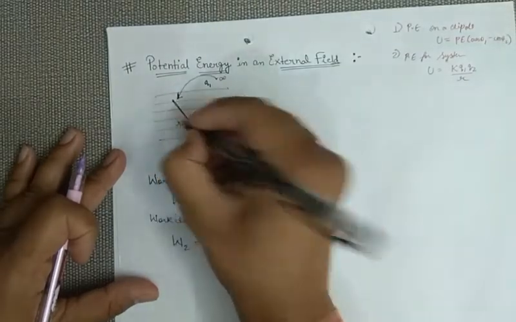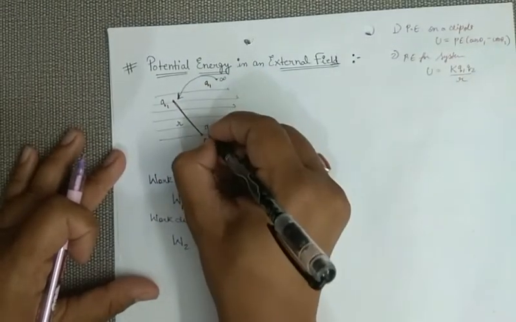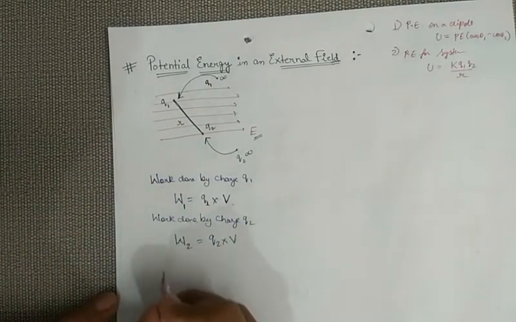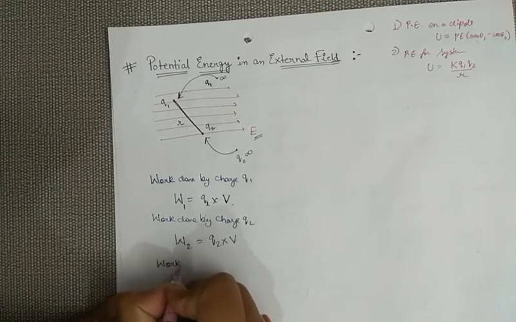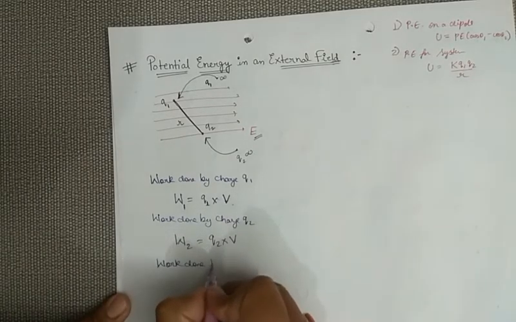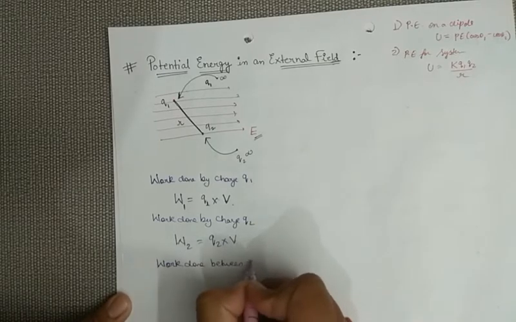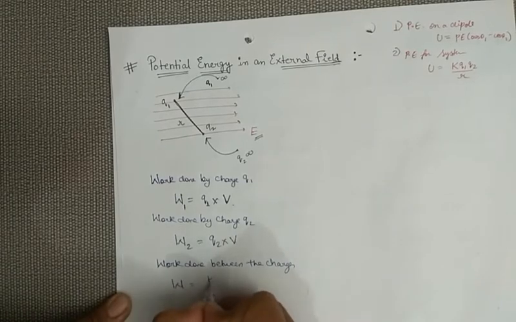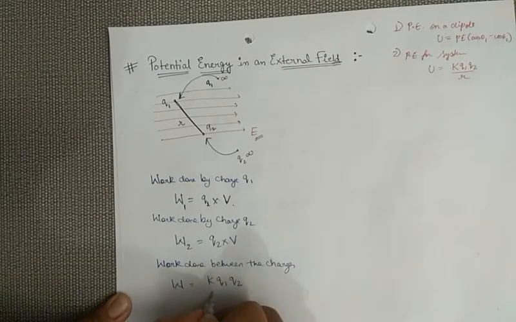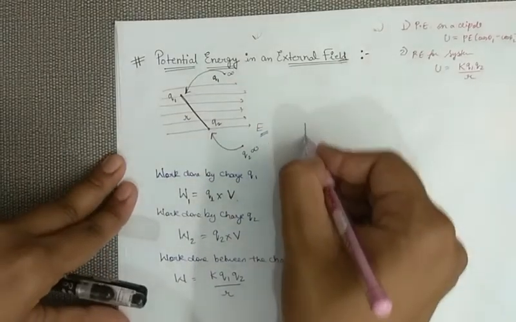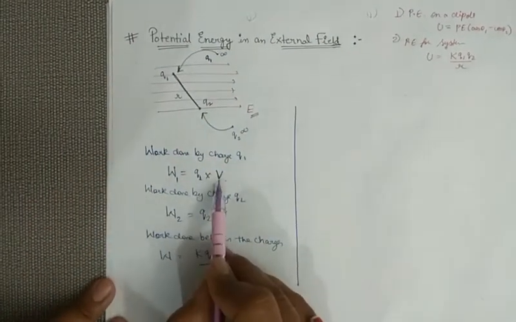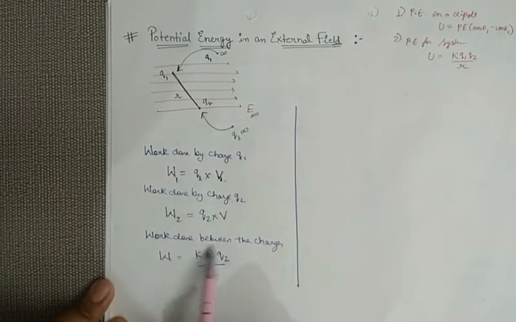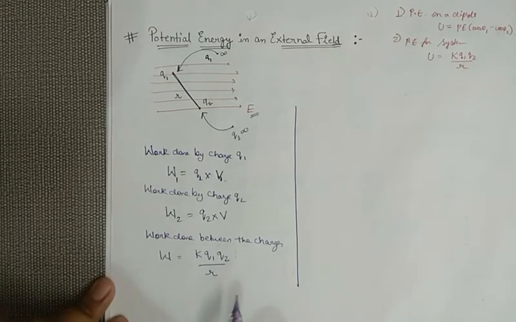If R is the distance between them, and these are the 2 charges Q1 and Q2, then again these 2 will apply work on each other. So the work done between the charges will be K times the first charge, second charge upon distance. Now see how many works are there. This is work done by the first charge to enter the field, work done by the second charge, and work done by both the charges interacting with each other.